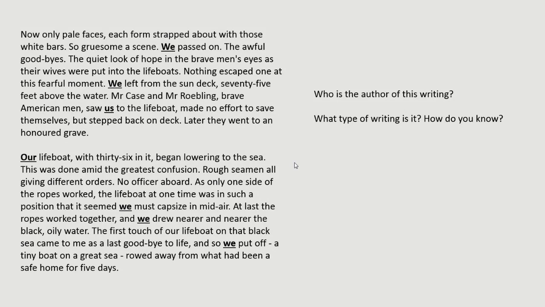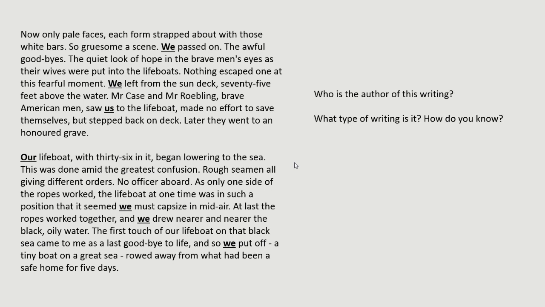Now, we're going to ask some questions about this text and discuss it together. I would encourage you to make notes as you go along because it will help you in your final task at the end of this lesson. So, who is the author of this writing, and what type of writing is it, and how do you know?